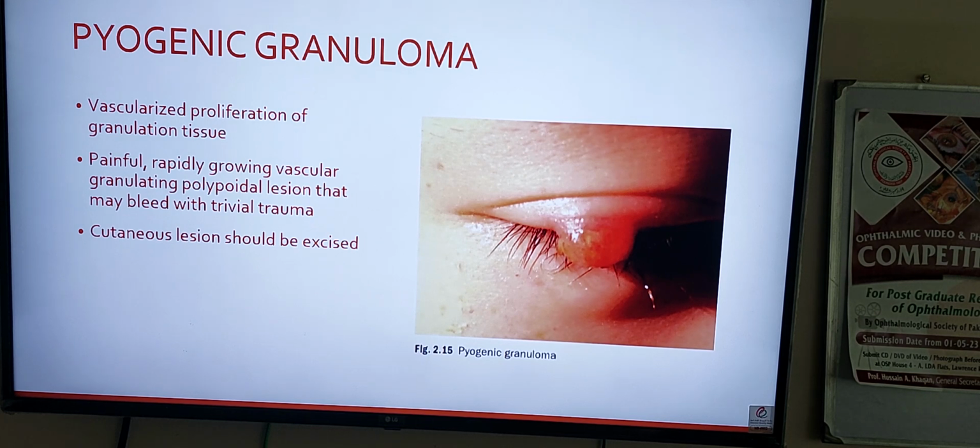Then we have the pyogenic granuloma. It is a vascularized proliferation of granulation tissue. Granulation tissue can form as a result of trauma or infection or even post-surgery. It is a painful, rapidly growing vascular granulating polypoidal lesion that may bleed with trivial trauma. Cutaneous lesions should be excised.